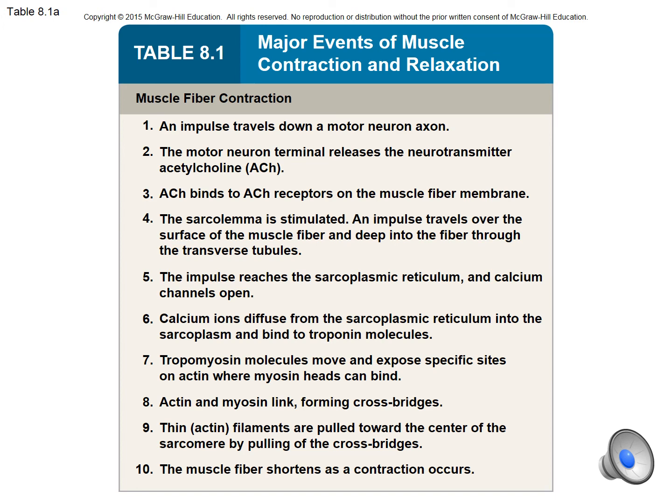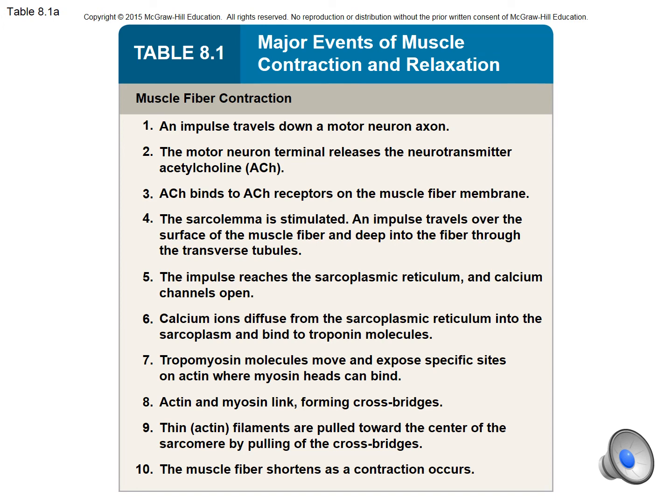Number 4, the sarcolemma is stimulated. An impulse travels over the surface of the muscle fiber and deep into the muscle fiber through the transverse tubules. And remember, that can happen because those transverse tubules have openings to the outside of the muscle fiber. Number 5, the impulse reaches the sarcoplasmic reticulum and calcium channels open. Number 6, calcium ions diffuse from the sarcoplasmic reticulum into the sarcoplasm and bind to troponin molecules. Number 7, tropomyosin molecules move and expose specific sites on actin where myosin heads can bind.